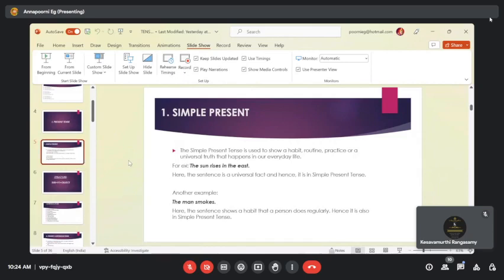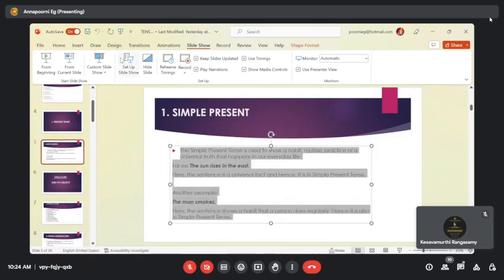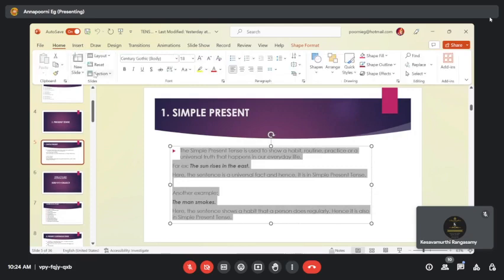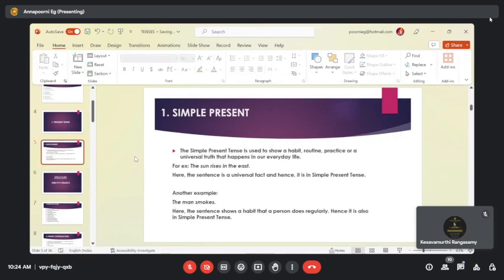First one is simple present tense. Simple present tense is used to show a habit, routine, practice or a universal truth that happens in day-to-day life. Universal truth means the truth that cannot be denied. For example, the earth is spherical in shape. The sun rises in the east. These are all called universal truths.